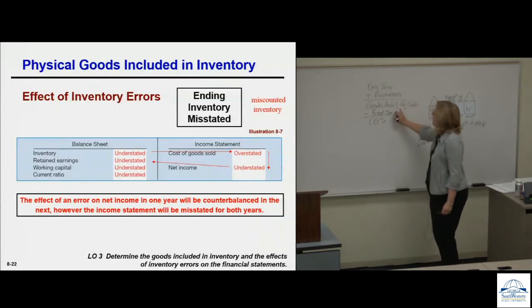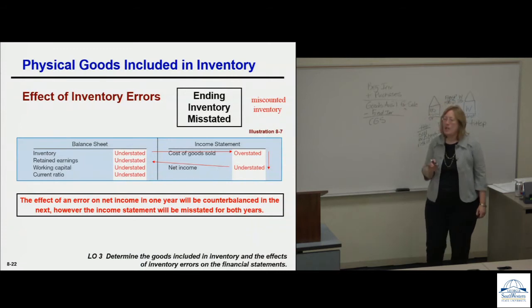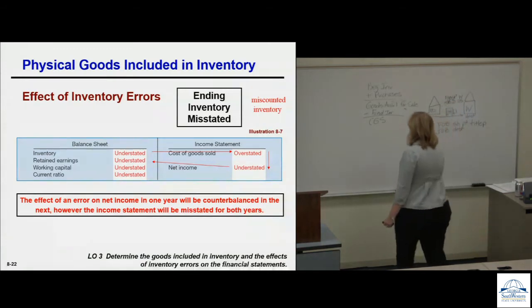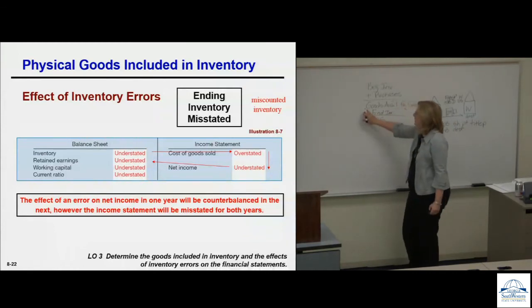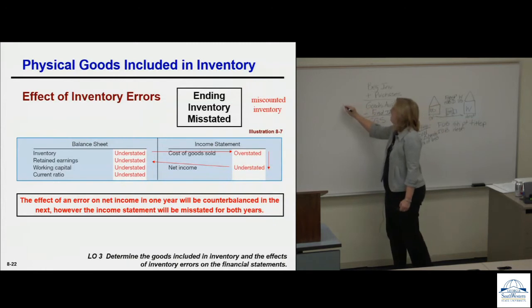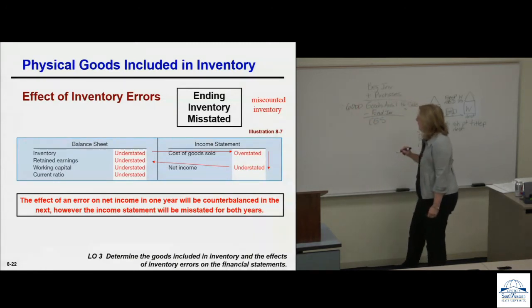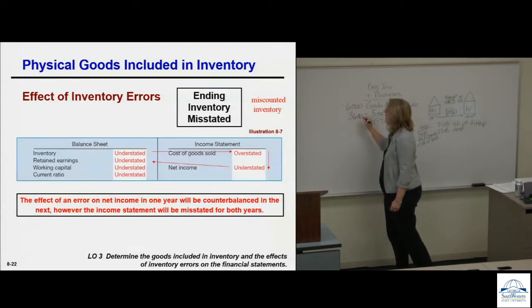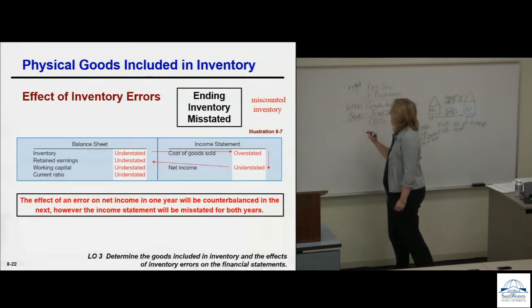And if we're under the periodic system, let's just say, then we would go count our inventory, plug that number in, and that would give us cost of goods sold. So let's just say here was our number, 6,000. If our ending inventory was supposed to be 3,600, and it's right, then our cost of goods sold is 2,400, right? Are y'all following me there?